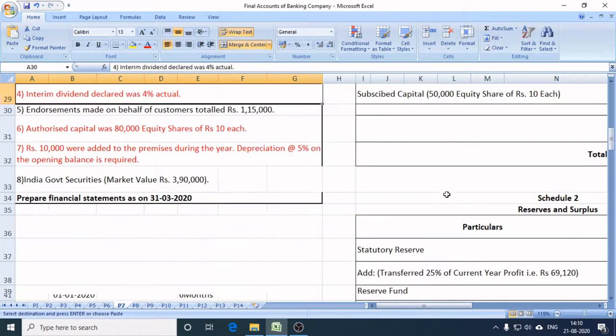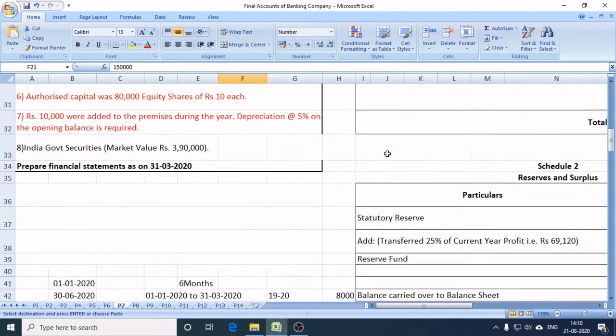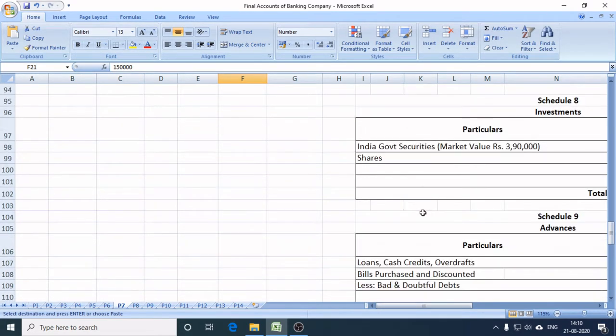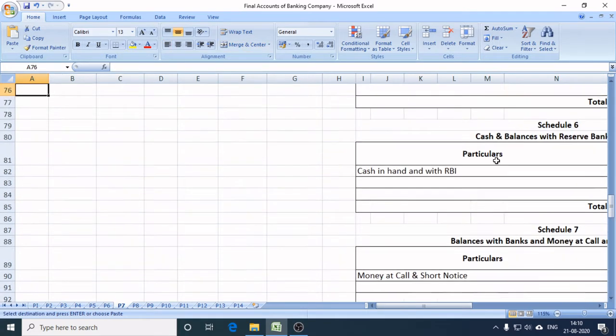Okay, the next is shares. It has a debit balance, it is the bank's asset, 1,50,000. Here, investment, schedule number 8, investments.